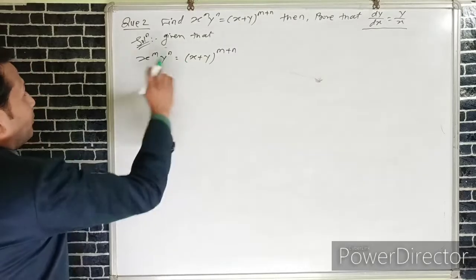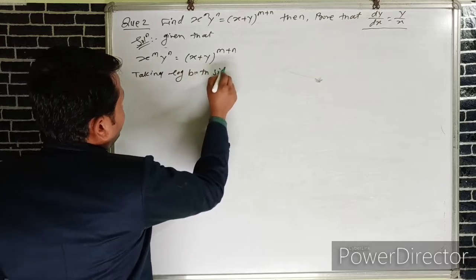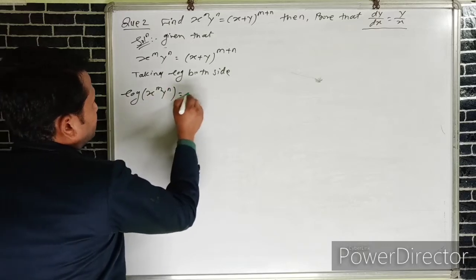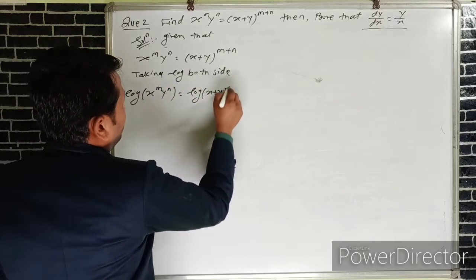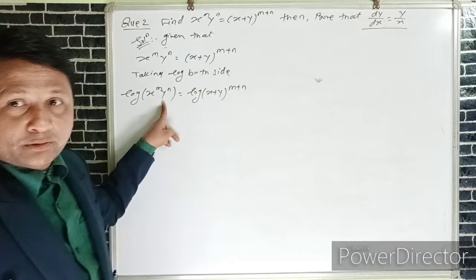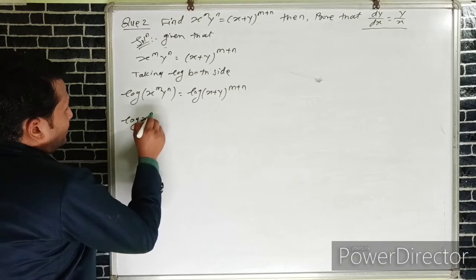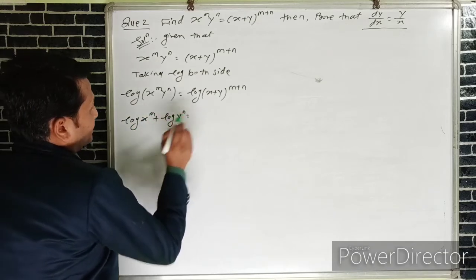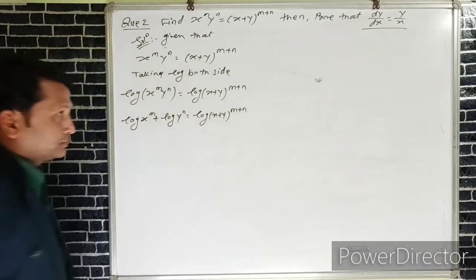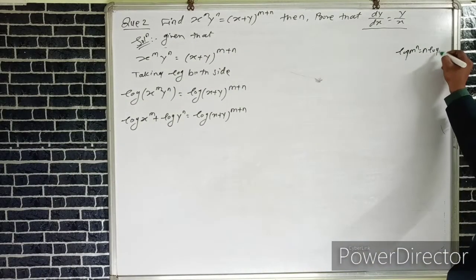First we take log on both sides. If we take log on both sides, then we can write log of x raised to the power m into y raised to the power n is equal to log of (x plus y) whole raised to the power m plus n. We know the rule that log of m into n is log of m plus log of n. This term we can write separately: log of x raised to the power m plus log of y raised to the power n is equal to log of (x plus y) whole raised to the power m plus n. Also we know that log of m raised to the power n is n log m.